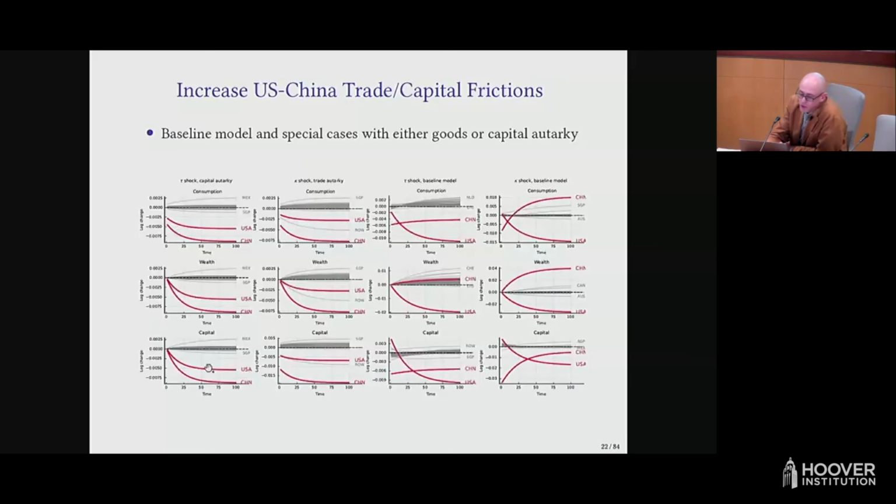In the first column here, we've got a trade cost shock in a model of capital autarky. In the second column, we've got a capital friction shock in a model of trade autarky. In the third column, we've got a trade cost shock in our model of open capital markets. And in the fourth column, we've got a shock to capital frictions in our model with open trade and capital markets. Just the US and China decoupling?